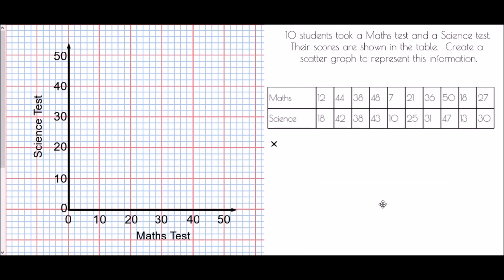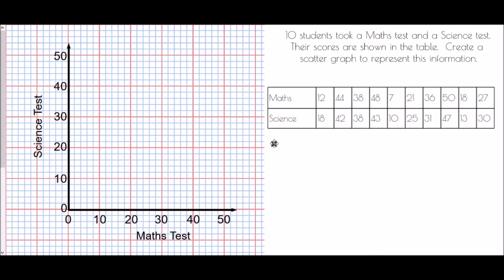So for our first example, we're actually going to plot our own scatter graph. Now for this, you'll notice this is bivariate data because we are taking the scores of 10 different students in both a maths test and a science test. So each column of this table is a different person. One person scored 12 in the maths test and 18 in the science test. One person scored 21 in the maths test and 25 in the science test. And all we're going to do is see how the two subjects are relating to each other.